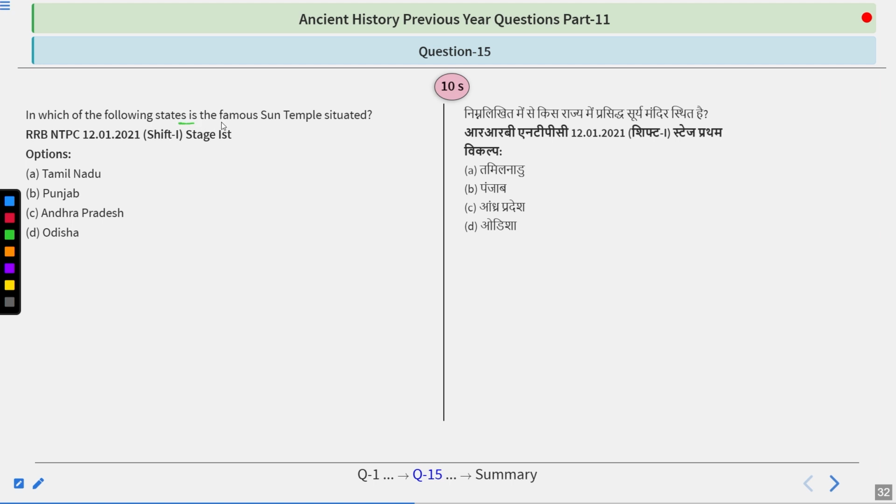In which of the following states is the famous Sun Temple situated? Options are Tamil Nadu, Punjab, Andhra Pradesh, or Odisha. So very simple question. Try to answer.